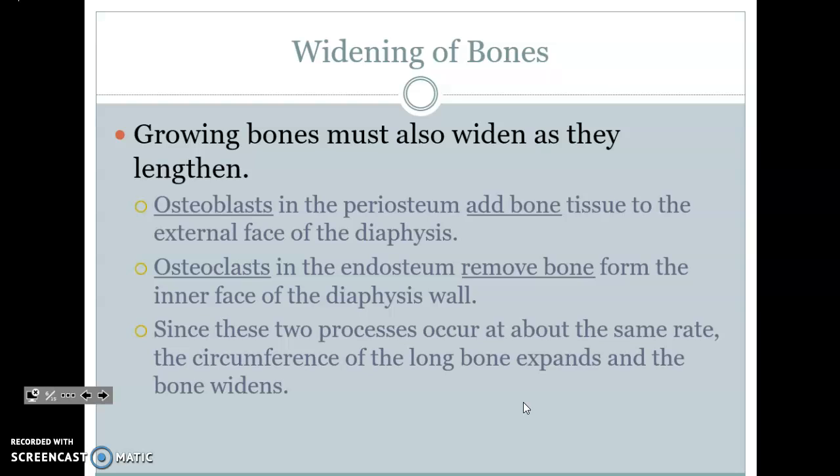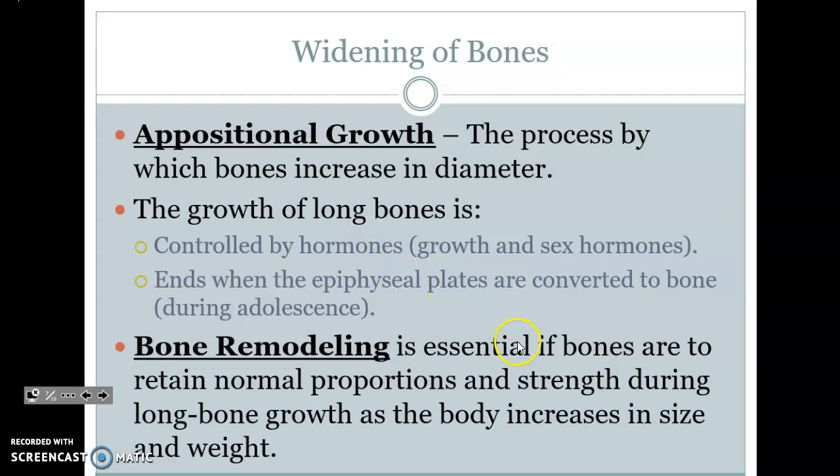So that epiphyseal plate on either side allows for length in the growth, and then osteoblasts and osteoclasts allow for growth in the width of the bone. Appositional growth, the process in which bones increase in diameter. So this is what we were just talking about with the osteoblasts and osteoclasts.